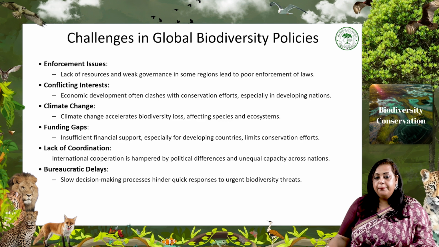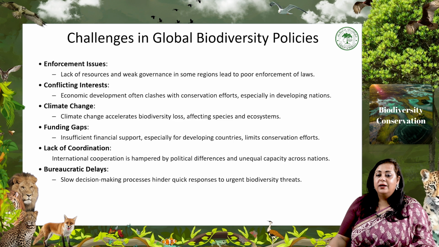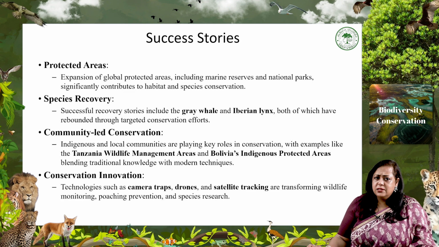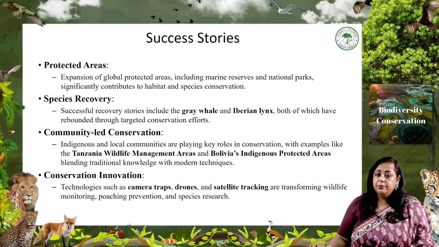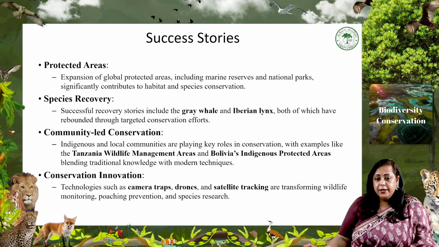International cooperation is hampered by political differences and unequal capacity across nations. Bureaucracy delay: slow decision-making processes hinder quick responses to urgent biodiversity threats. There are success stories: protected area expansion, including marine reserves and national parks, and species recovery programs. For example, the grey whale and Iberian lynx, both of which have rebounded through targeted conservation efforts.